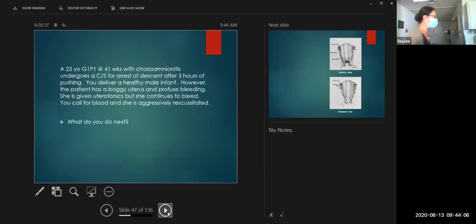We're going to switch back to OB now. Okay. So a 23-year-old G1P1 at 41 weeks with chorioamnionitis undergoes a C-section for arrest of descent after 3 hours of pushing. Y'all still let them push for 3 hours? Okay. You can, shortly. Okay.